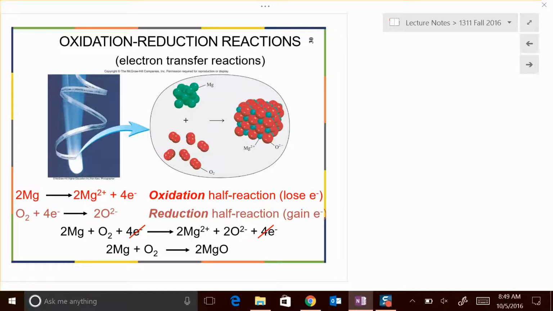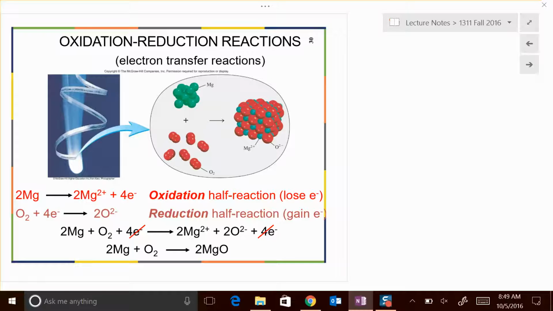So here's an example, magnesium. Magnesium, when it becomes ionized, it loses electrons. Okay? How many electrons does magnesium lose to become magnesium 2+? 2 electrons, right? So it's going to lose 2 electrons. Well, does magnesium just lose electrons because it decides it wants to? No. So why does it lose electrons?